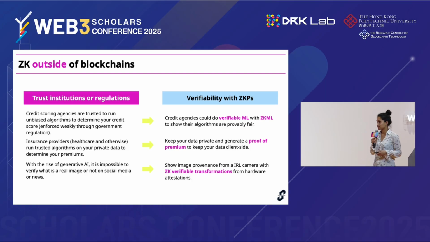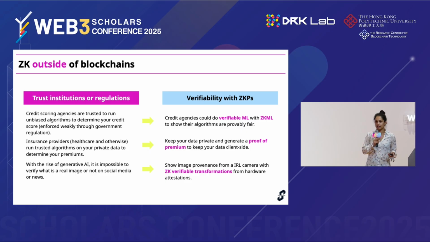The other category I'm excited about for ZK outside of blockchains is replacing trust. So today, there's a lot of situations where we have to trust institutions or regulations to run the right algorithms or do the right thing. Examples include credit scoring agencies, where you have to trust that they're running unbiased or fair algorithms to determine your credit score. Similar situation with insurance providers, who run trusted algorithms on your private data to determine your premiums.